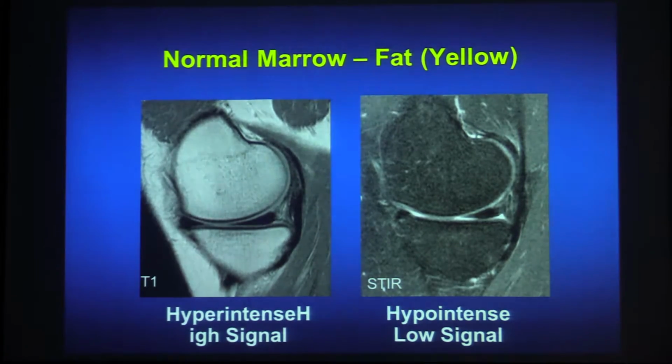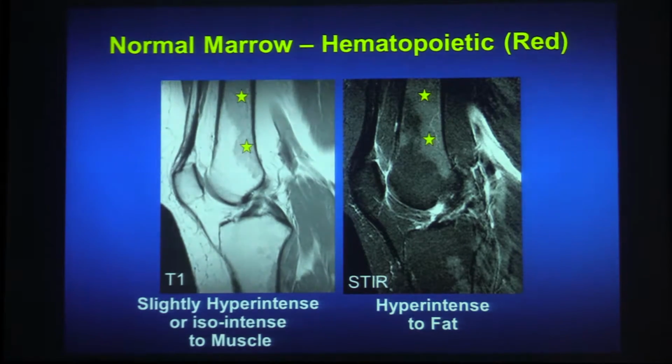But people also have red marrow, and the red marrow has a different appearance. So here's a sagittal T1 weighted image through the knee, and here's the red marrow, and it's lower signal than the fat, but we're going to compare it to the muscle.